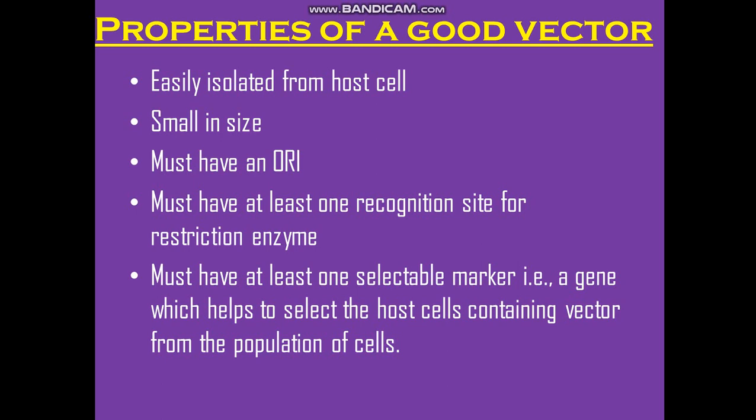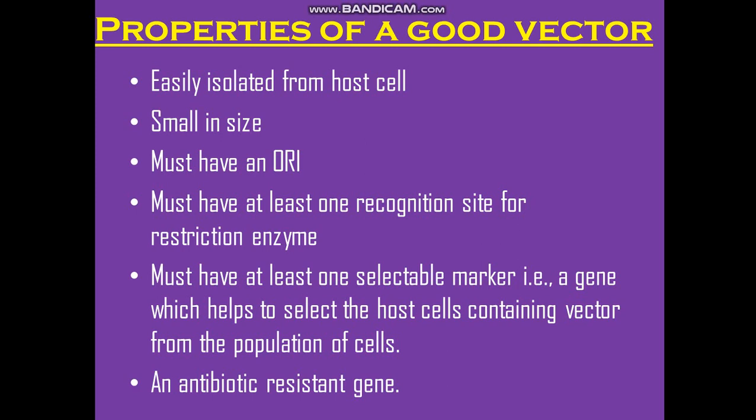So this selectable marker is very important to screen or filter the host cells which have our vector from the host cells which do not have our vector, which are not ready to be transformed, which are not readily accepting the vector with the DNA insert. Okay, another requirement is an antibiotic resistance gene. I told you the selectable marker can be the antibiotic resistance gene also. It can serve both purposes.